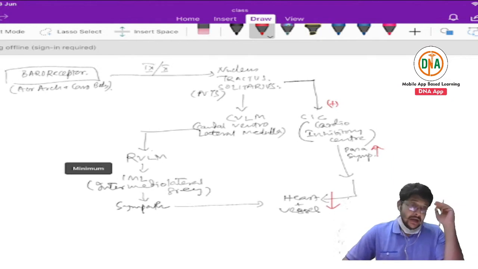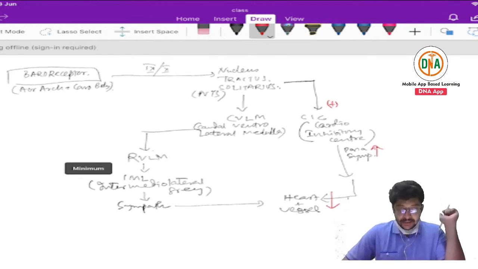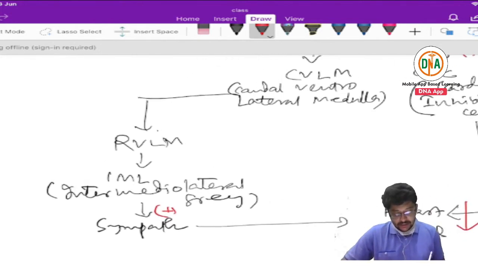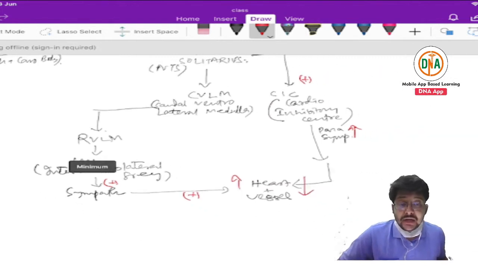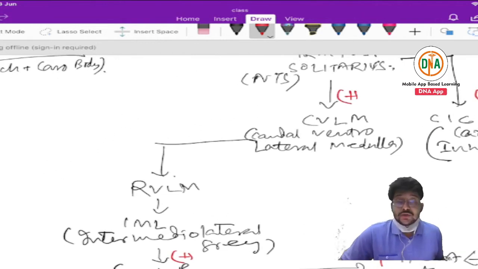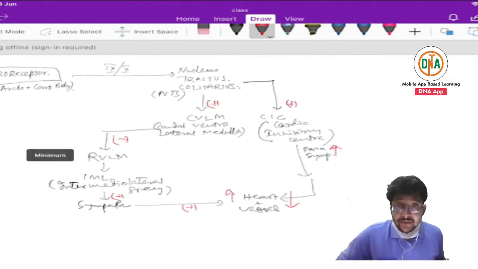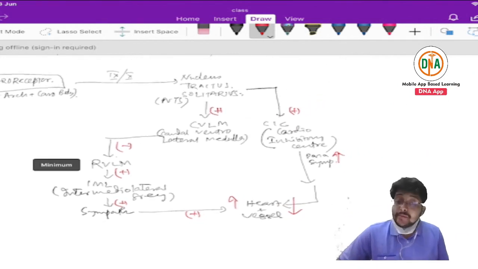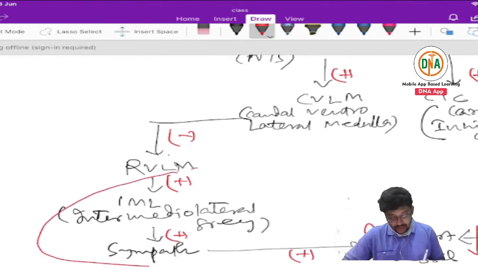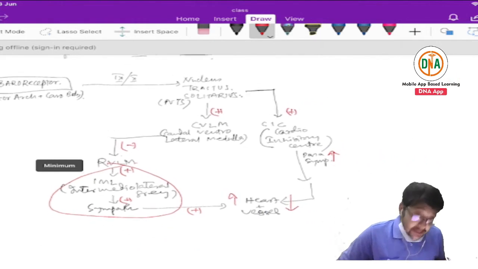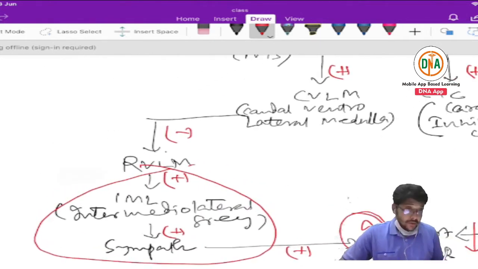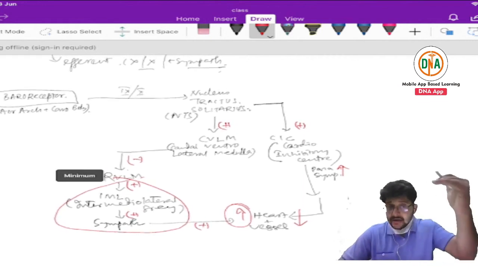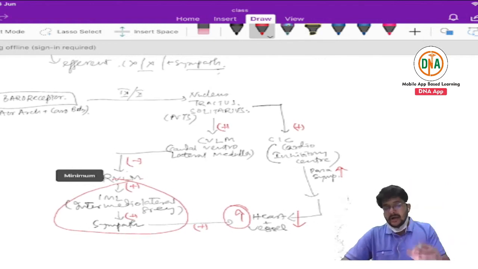So ultimately there will be bradycardia and hypotension. These two will act at the same time. Intermediolateral gray acts on the sympathetic system, which acts on the heart, so it increases heart rate and vascular contraction. NTS will act on CVLM, but CVLM will inhibit the RVLM, and RVLM causes activation of IML. So if RVLM is inhibited, the whole process down the line will be inhibited, and nothing like this will be possible. So ultimately, increase in heart rate and vessel contraction will not be there. So there will be no tachycardia and no hypertension. Ultimately, heart rate and blood pressure will come down.